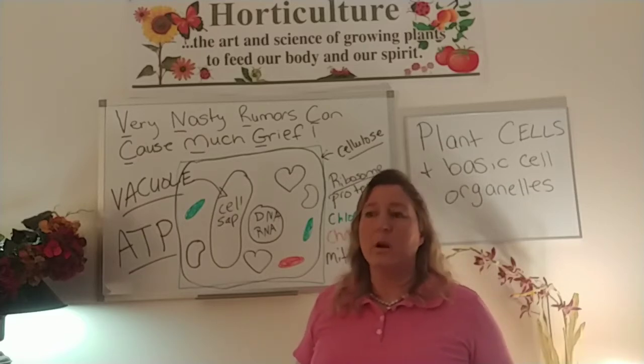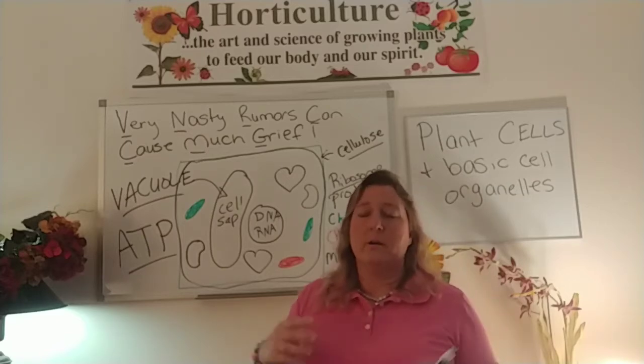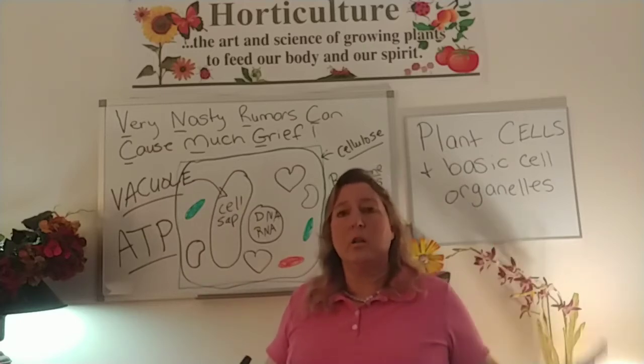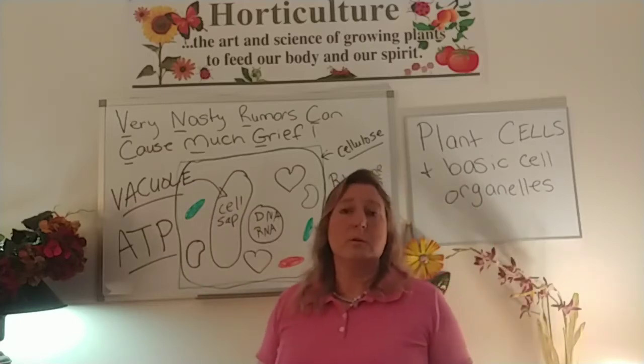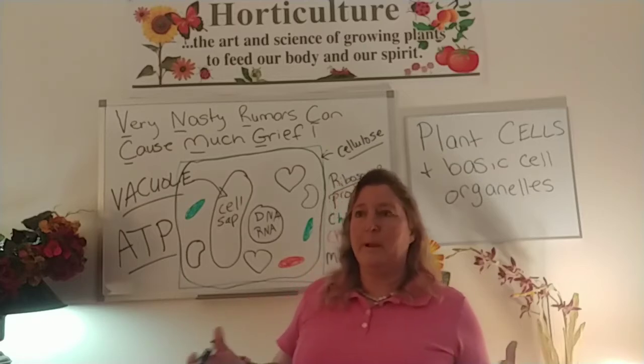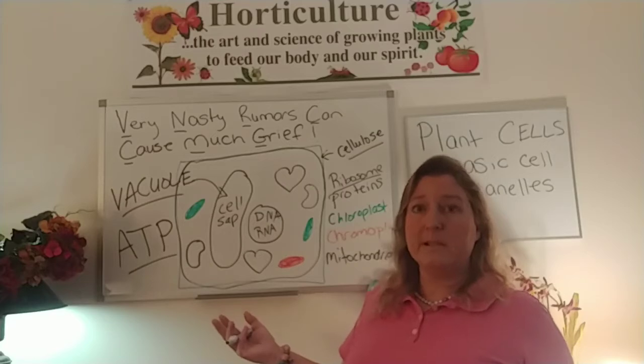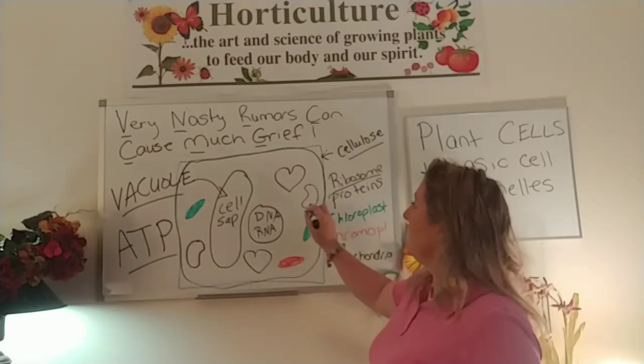Same thing for the plant. Does the plant want to make a flower? Does the plant want to grow taller? Does the plant want to grow some more roots? All of that takes ATP. Okay. Does the plant want to perform photosynthesis? It's got to spend some ATP. So that is made in the mitochondria.